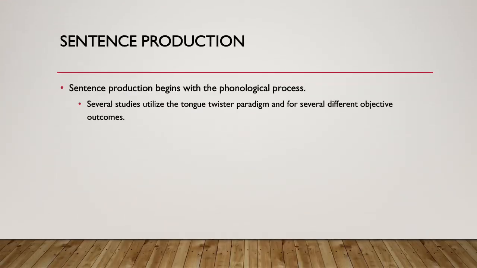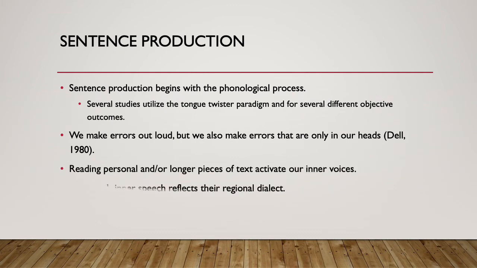Sentence production begins with the phonological process. Several studies utilize the tongue twister paradigm for several different objective outcomes. In some research, already mentioned, researchers ask participants to recite difficult sentences, and I'm going to try to do one right now, and I might mess it up completely, but: Sally sells, Sally sells seashells by the seashore. But they make these sentences harder by adding an extra word, making the idea more complex, or making it longer. And this creates something called a tongue twister paradigm.